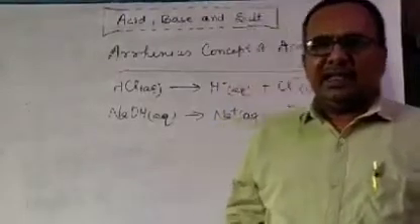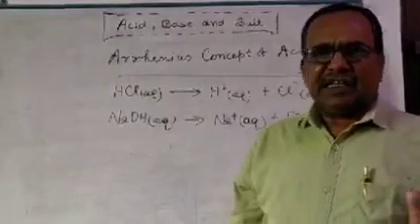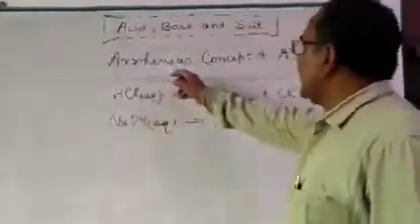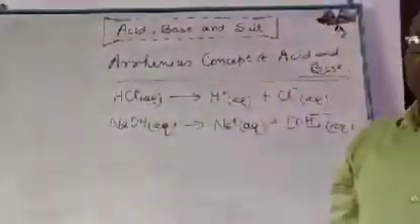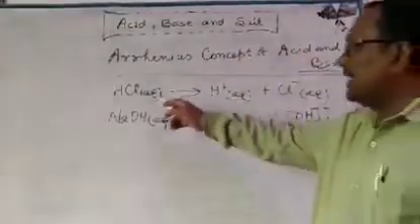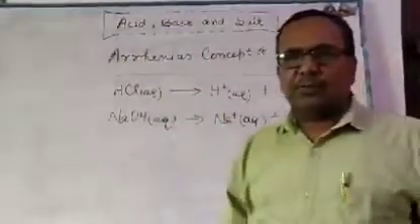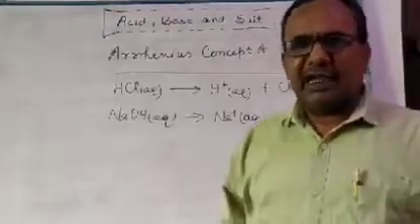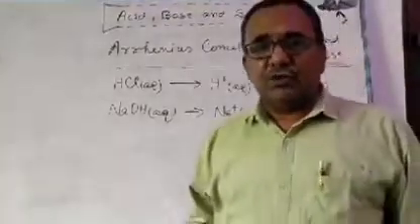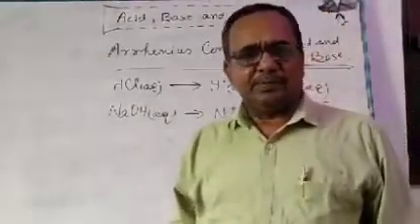But several scientists define acid and base differently. According to Arrhenius concept of acid base, hydrogen containing those substances which on dissolving in water produce hydrogen ion are known as acids, and hydroxide containing those substances which on dissolving in water produce hydroxide ion are known as base.